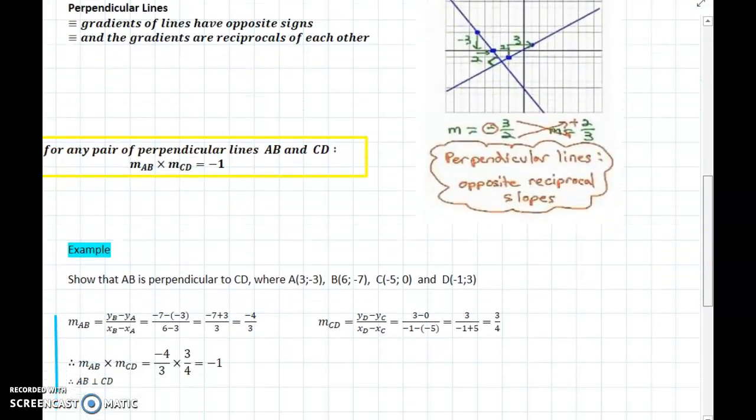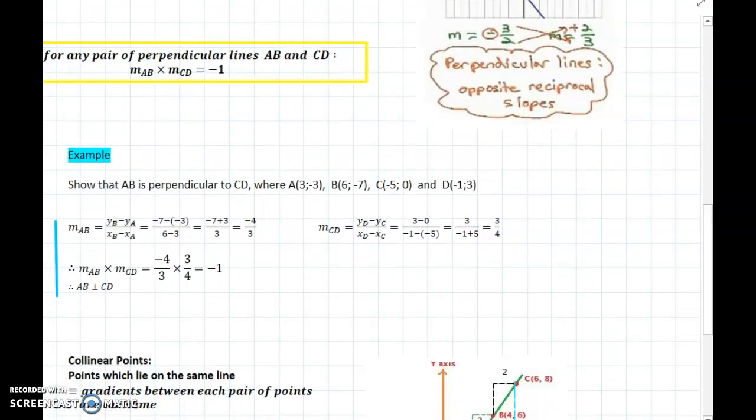Let's look at an example. Here it says, show that AB is perpendicular to CD, and they give me the points A, B, C, and D. So what am I going to do? It's AB I'm focusing on. We talk about perpendicular, so I'm going to work out the gradient of AB.